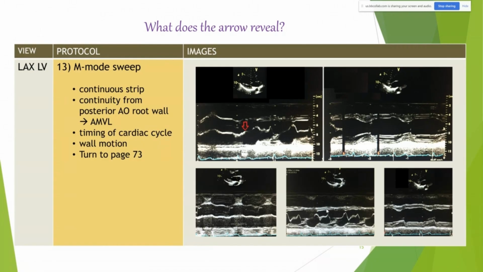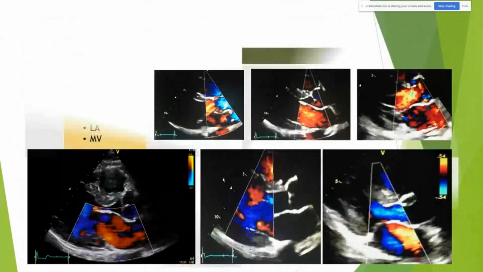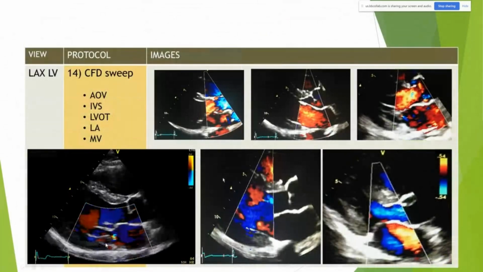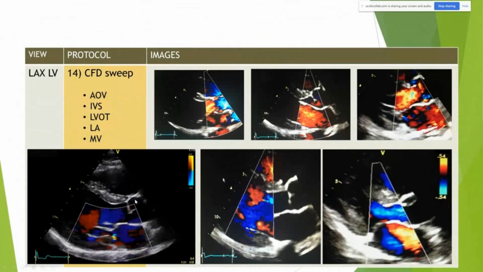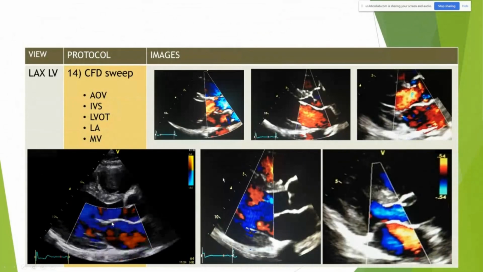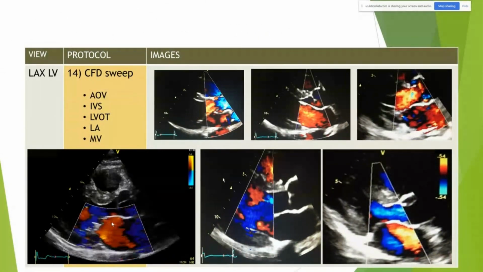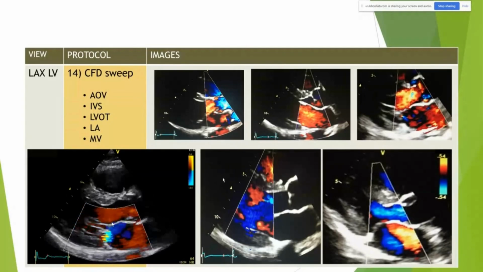Now I want to talk about color flow Doppler in Plax. If a person had mitral regurgitation or any type of regurgitation with the aortic valve or mitral, you will first notice it in Plax. So you're going to use color flow Doppler on the aortic valve, on the interventricular septum, on the LVOT, the left atrium, and the mitral valve.